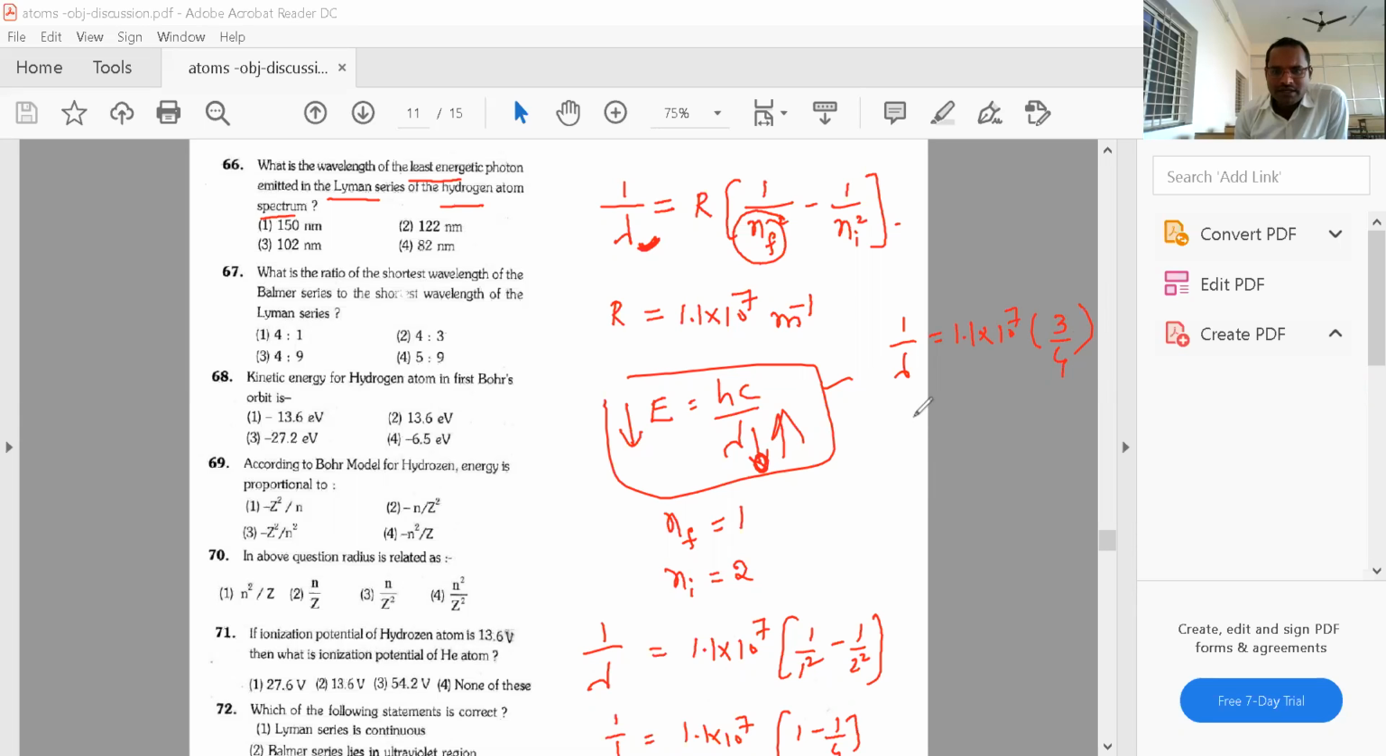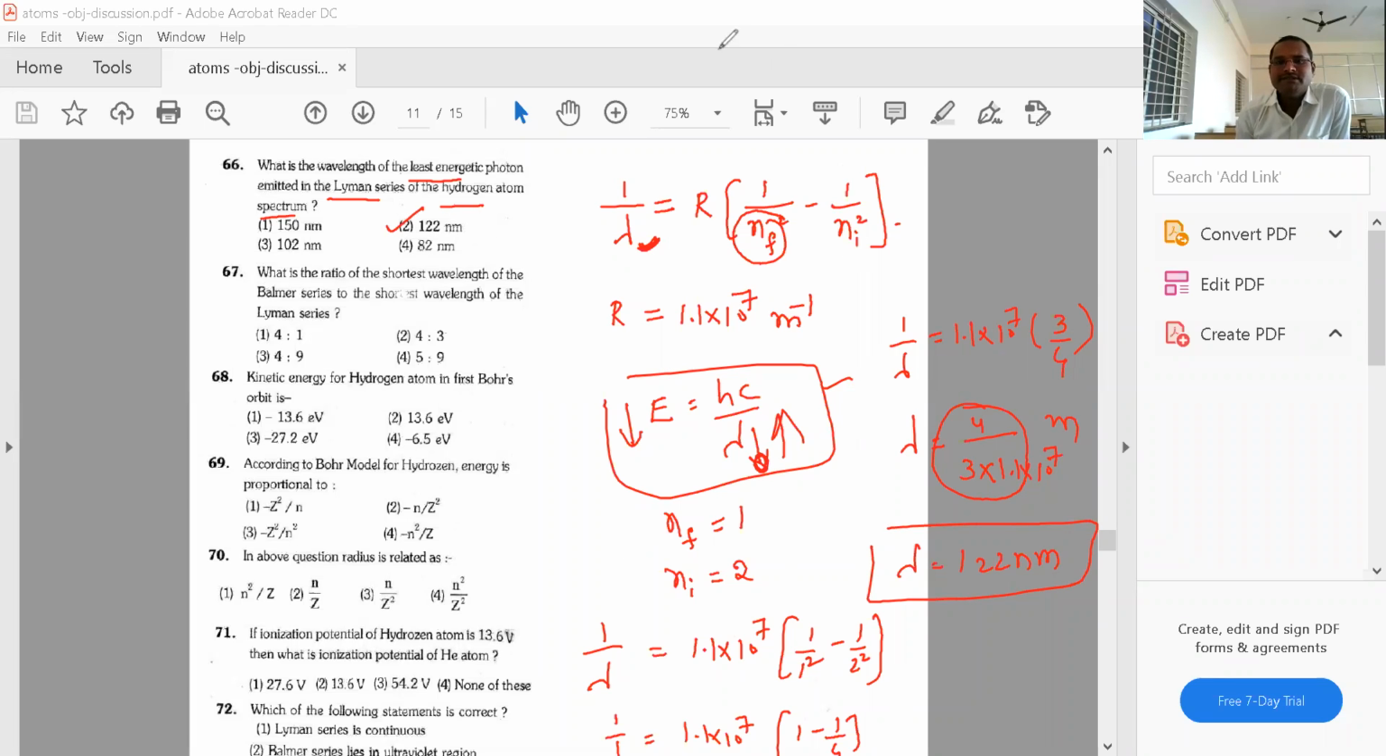Then what do you want? Lambda you want. Lambda is equal to 4 by 3 into 1.1 into 10 to the power of 7. You will get the unit as meter. So if you do these calculations, you will get the answer lambda is equal to 122 nanometers exactly. So option 2 is the right answer.